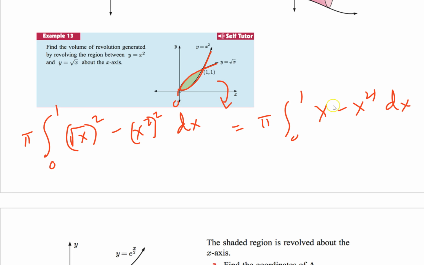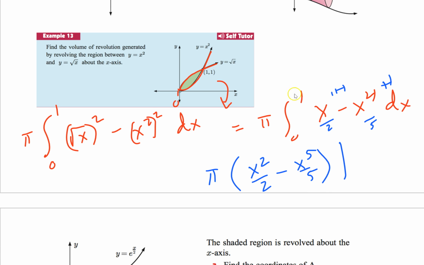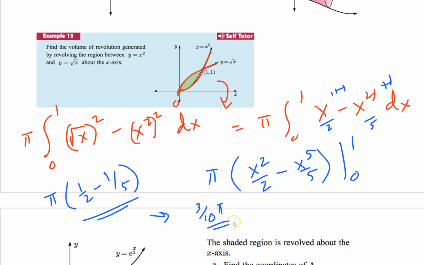Now, integrate it. So, super basic, power rule. Add 1 to the power divided by new power. Add 1 to the power divided by new power. So we're going to get pi times x squared over 2 minus x to the 5th over 5. Now again, it's a definite integral, so from 0 to 1. Now plug it all in, and you're going to get, looks like, pi times 1/2 minus 1/5. And then whatever that turns out to be. Common denominator 10, 5 over 10 minus 2 over 10, 3/10 pi, if you do it correctly.